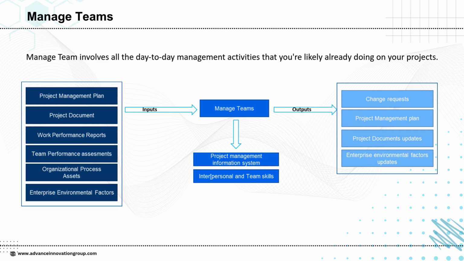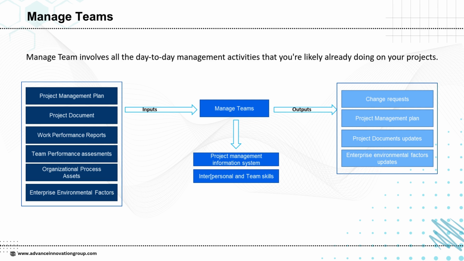The process begins with inputs such as the project management plan, project documents, work performance reports, team performance assessments, organizational assets, and environmental factors. These inputs provide the necessary information to manage and guide the team effectively. The process of managing teams involves using tools like the Project Management Information System and applying strong interpersonal and team skills to resolve conflicts, motivate members, and improve performance.